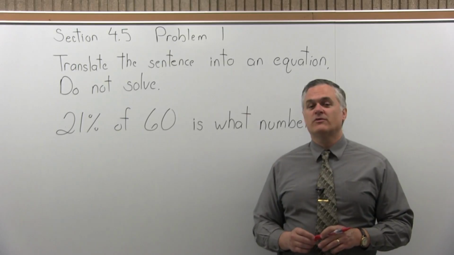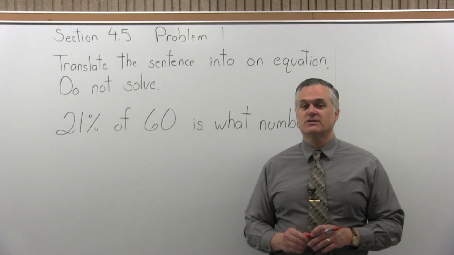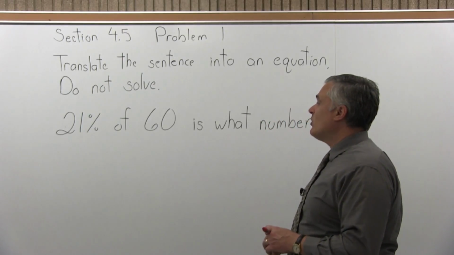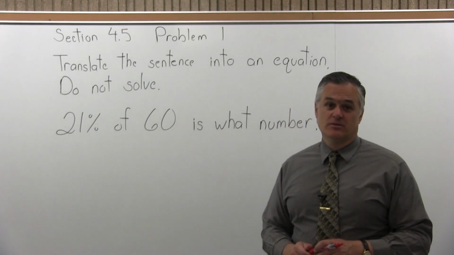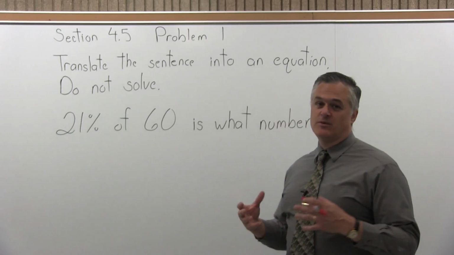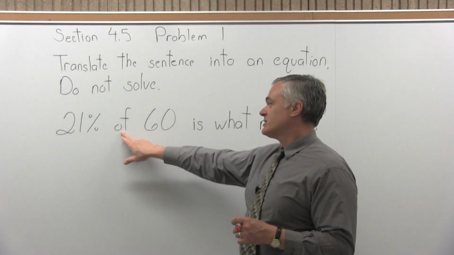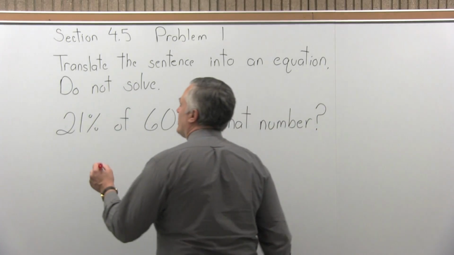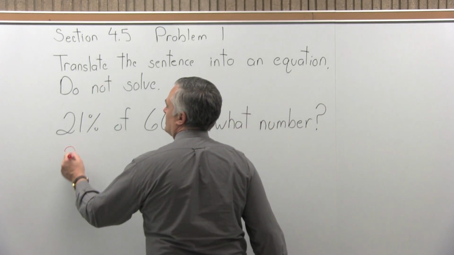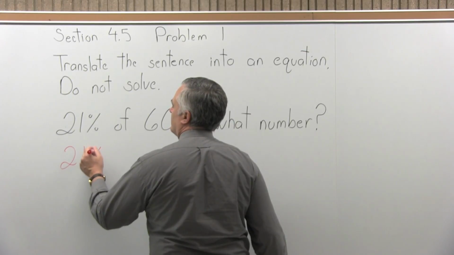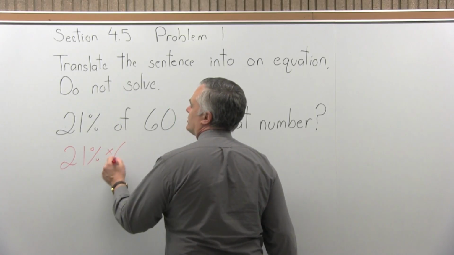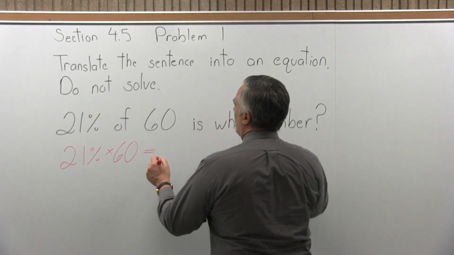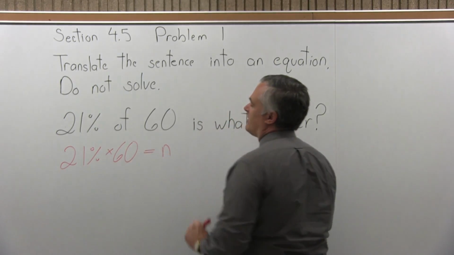This is Section 4.5, Problem 1. It says translate the sentence into an equation, do not solve. So we have 21% of 60 is what number? So there are certain keywords that you use. Of is always going to mean multiply, is will always mean equal. So 21% of 60, so 21% of means multiply, so 21% times 60 becomes equal. What number is unknown? So we just use n for number.